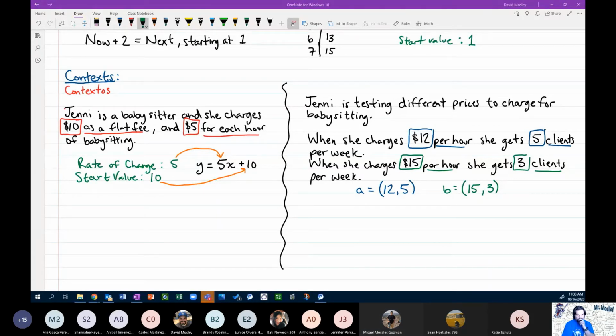Yes. Perfect. So, using this, the 2 points, we can find the rate of change and we can find the y-intercept. This context, this type of context, has the most math to do to get to the rule.